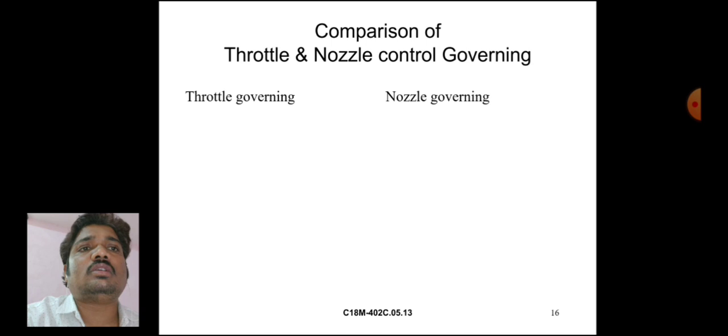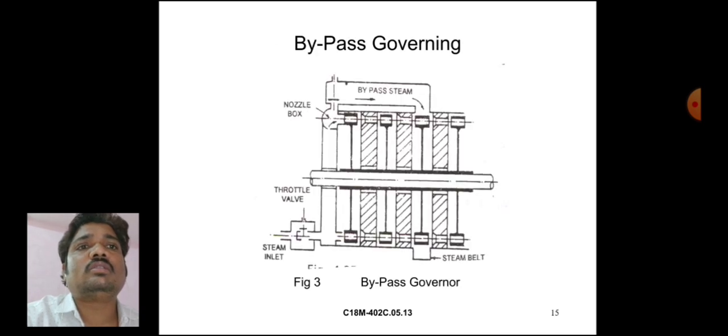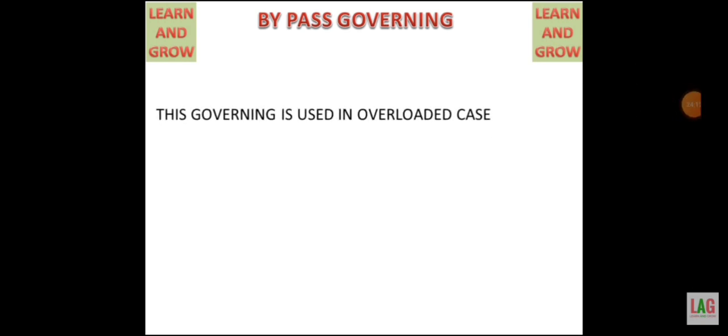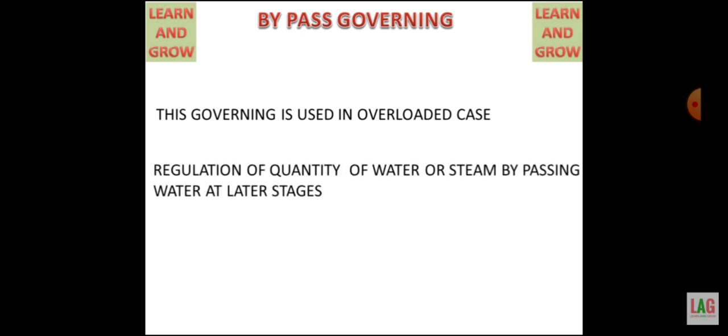Comparison of throttle and nozzle control of governing. This is bypass governing. What is bypass governing? Today we will discuss bypass governing. This governing is used in the overloaded case of the turbine. It regulates the quantity of water or steam by passing water or steam at later stages.